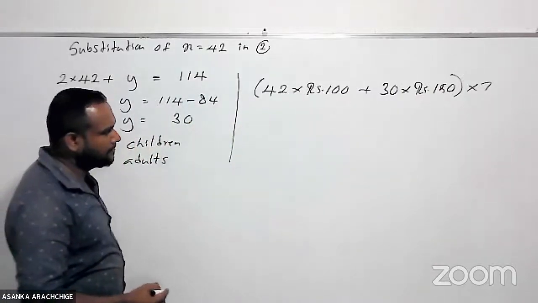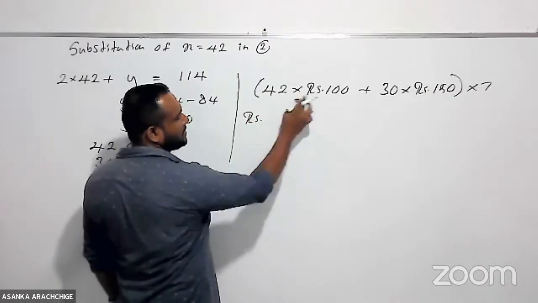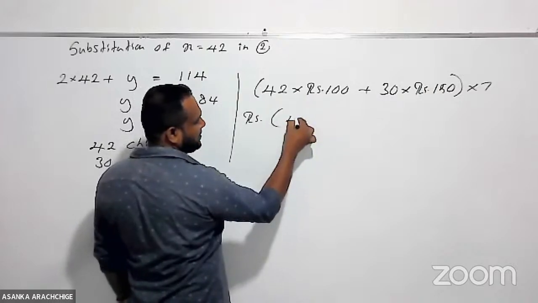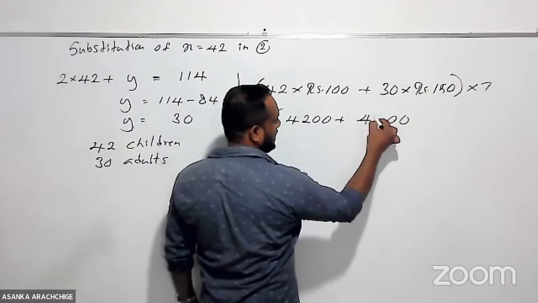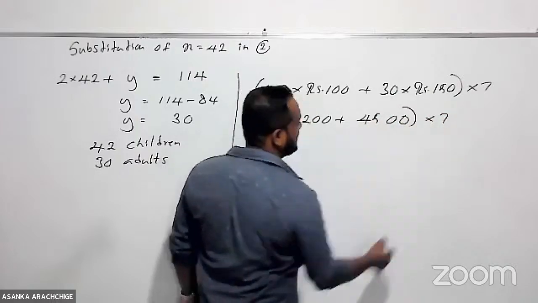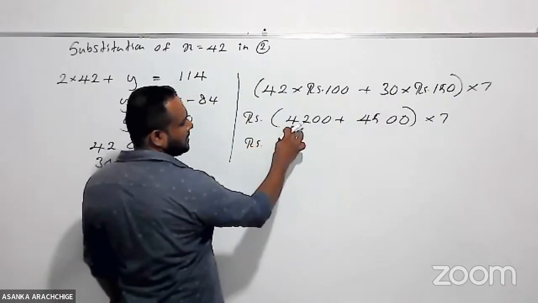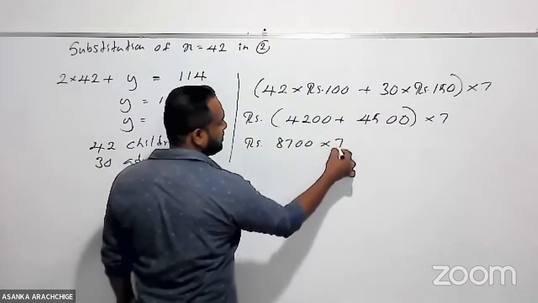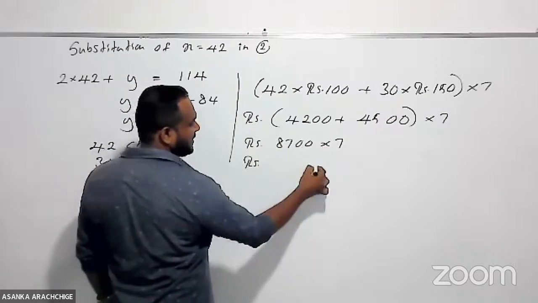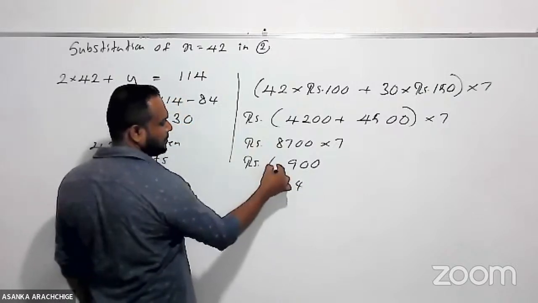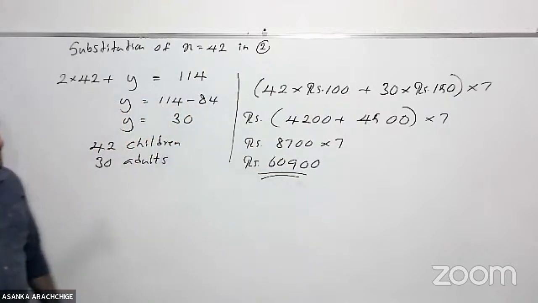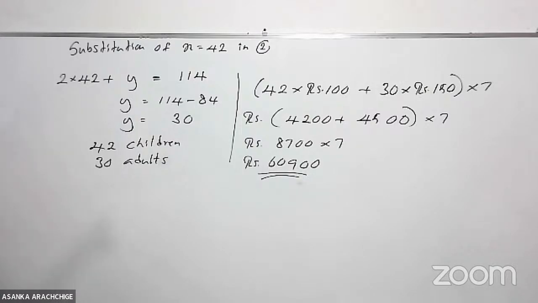Clear? This one in rupees today. 42 times 100, 4,200 plus. There are 2 zeros to the end. 30 times 150, 3 times 15, 45, 4,500. This should be multiplied by 7. In rupees, 8,700 rupees should be multiplied by 7. 7 times 0, 7 times 0, 7 times 7, 49. 7 times 8, 56 plus 4, 60. Answer 60,900 rupees per week. ₹60,900.